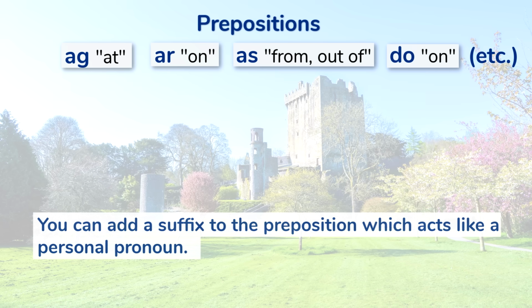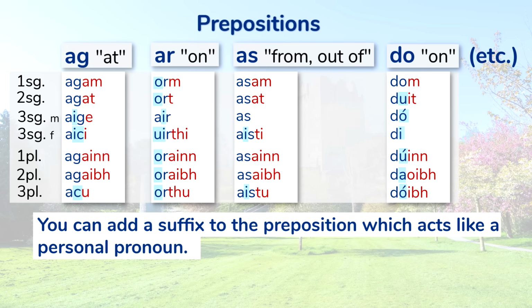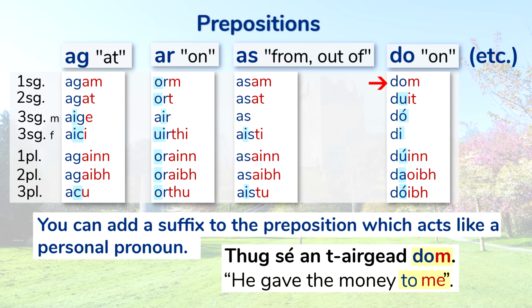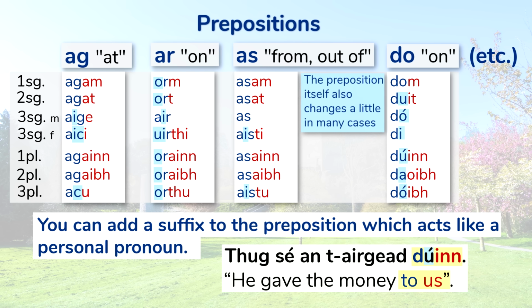The most interesting part is that you can add a suffix to the preposition, which acts like a personal pronoun. So in the sentence, Thug sé an t-airgead dom, meaning he gave the money to me, dom means to me: do means to, and the suffix means me. To us would be dúinn, and so on. Along with the suffix which is added, the preposition itself also changes a little in many cases, as you can see in the parts that are highlighted in blue. These are the inflected forms of the prepositions.